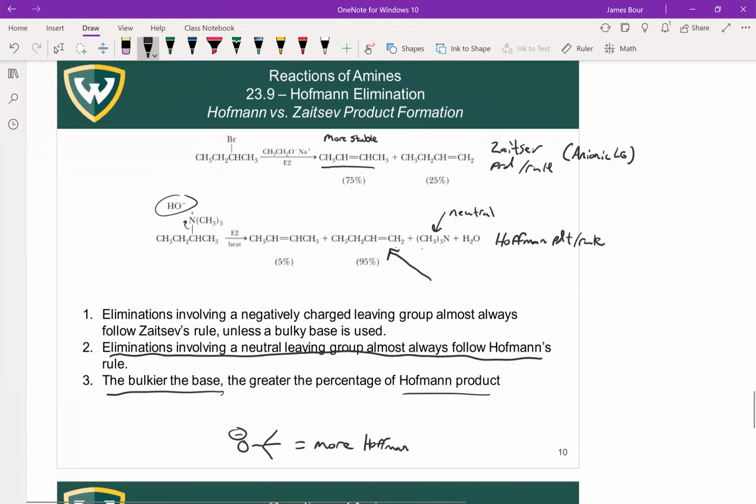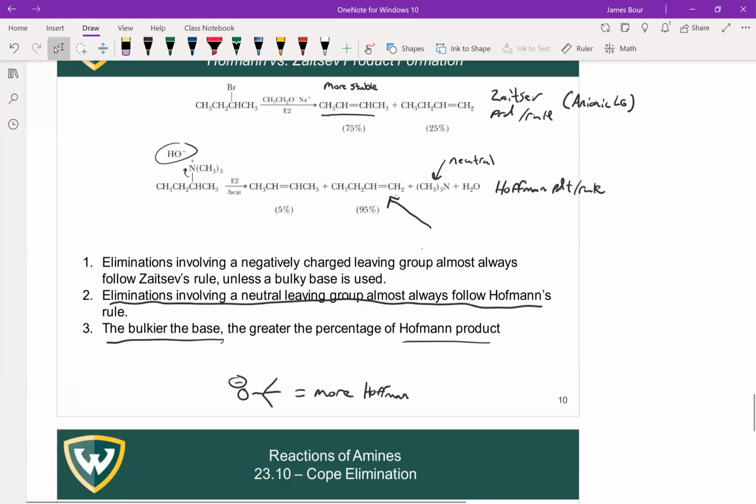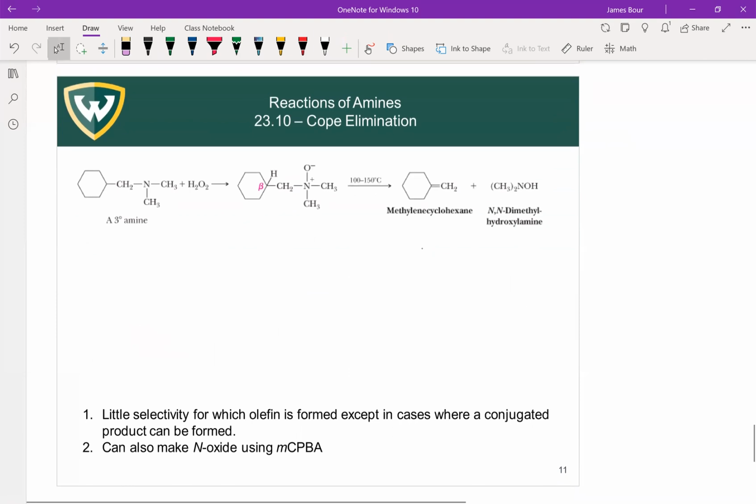All right, so I'm going to end the video here. It went a little bit longer than I wanted to. We'll talk about the Cope elimination in class. The Cope elimination is sort of an intramolecular variant, or could be thought of as an intramolecular variant, of the Hofmann elimination.